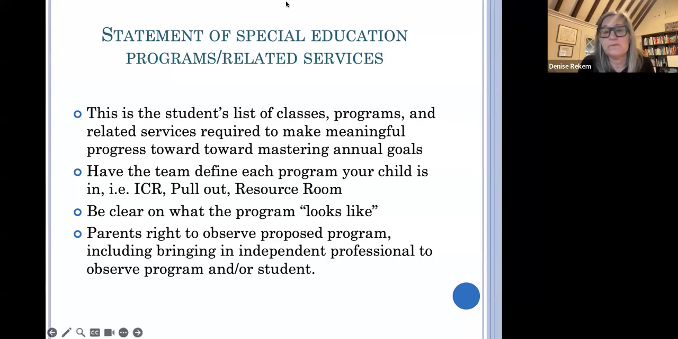Parents also have the right to observe proposed programs, including bringing independent professionals to observe the program. For instance, let's say you have a 3 or 4-year-old with autism, and the district says that they have an appropriate autism program for your child, and they may have, okay? But you may not be the best person to be able to figure that out. You certainly can go look at the class, you can meet the teacher, you can observe before your child is sent to that, or before you agree to that placement.